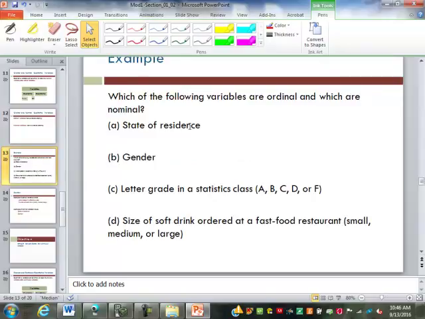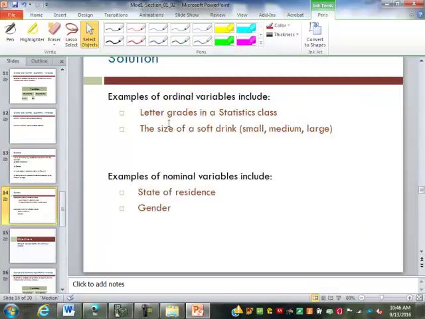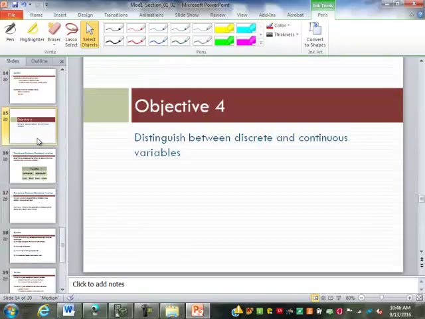So state of residence, that would be nominal because there's no way of putting them better to worse. Gender, nominal. Letter grade in a statistics class, it's still categorical. It's still a qualitative variable. But most people would agree A is better than a B and B is better than a C and so on. Size of a soft drink ordered at a fast food restaurant, small, medium, and large. It's just like we were talking about with the shirts. You can go from smallest to largest. So letter grades and size of the soft drink are ordinal. State of residence in general are nominal.